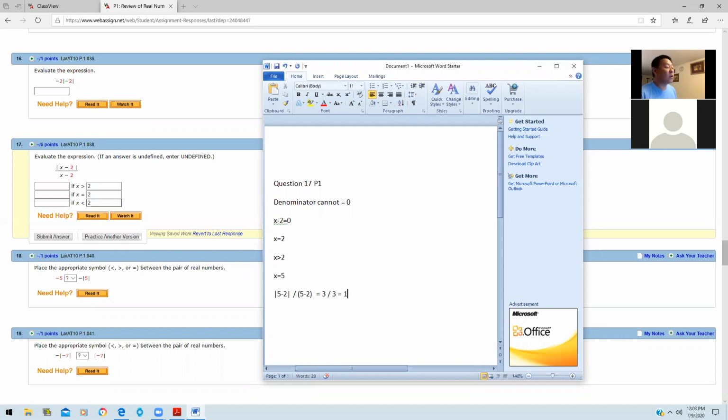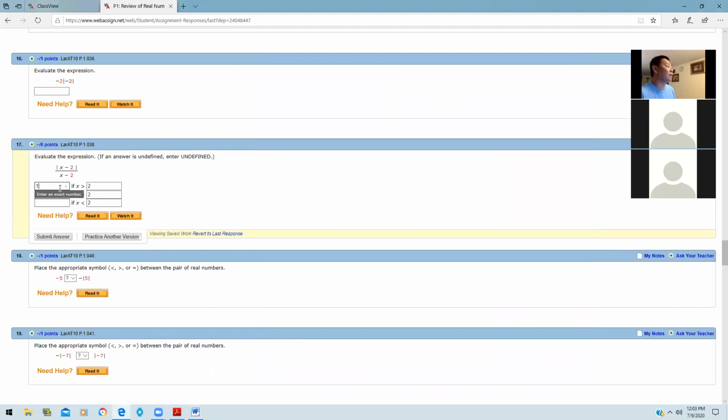No matter what number you put in, you always get 1. No matter what x is, as long as it is greater than 2, you plug it in and find that your answer is always 1. It doesn't matter if it is 5 or 6,000 millions, you still get 1. So this is 1 here.